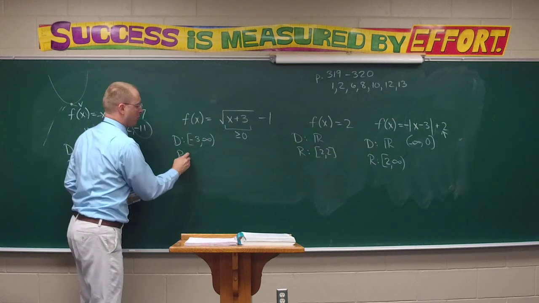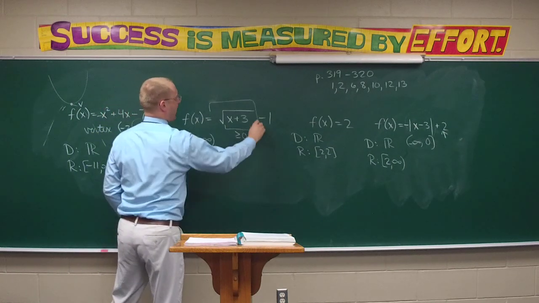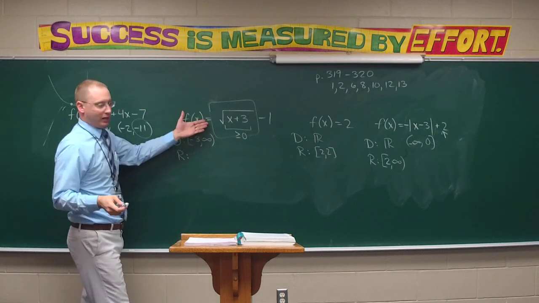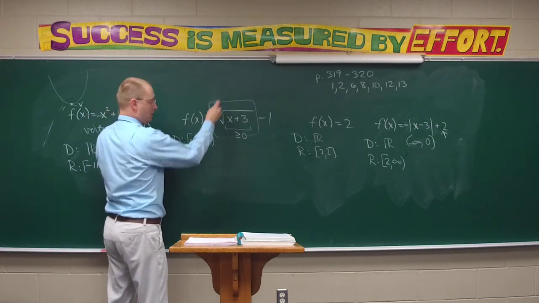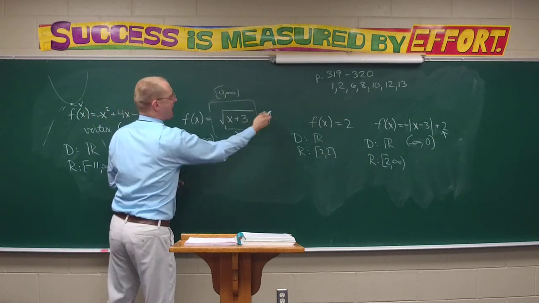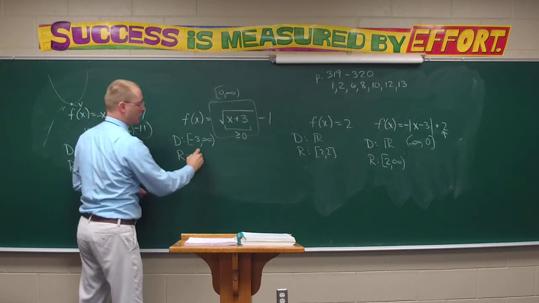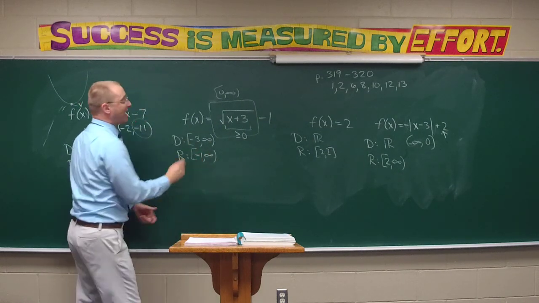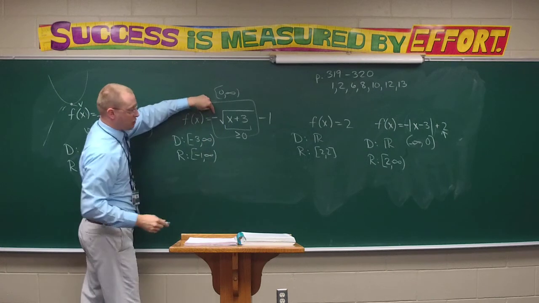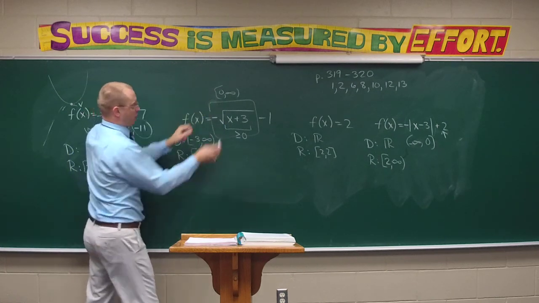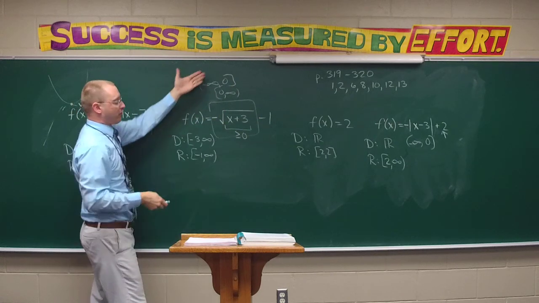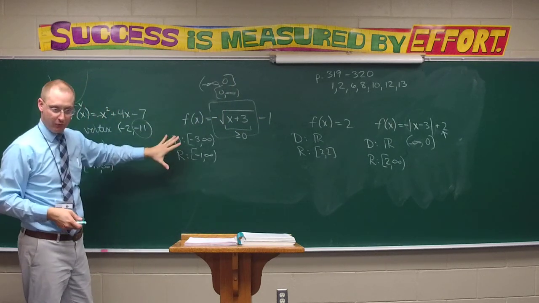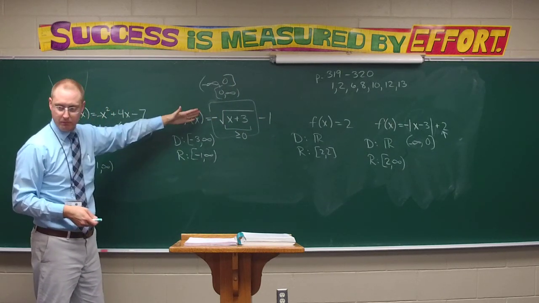And then as far as the range, well, this radical right here is only going to spit out what kind of numbers? Positives. Again, positives meaning 0 to infinity. And then I subtract 1. Negative 1 to infinity. Again, had there been a negative here, now this only spits out negative values, or negative infinity to 0. And then I subtract 1, negative infinity to negative 1. Remember radical functions, specifically even roots.